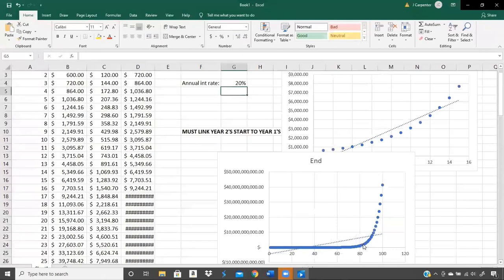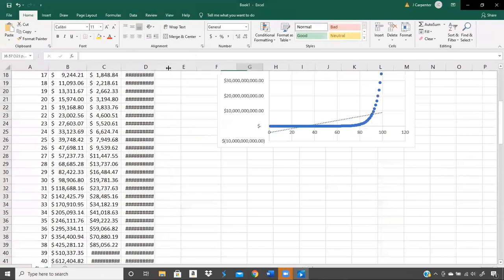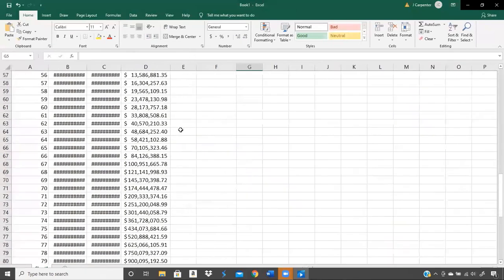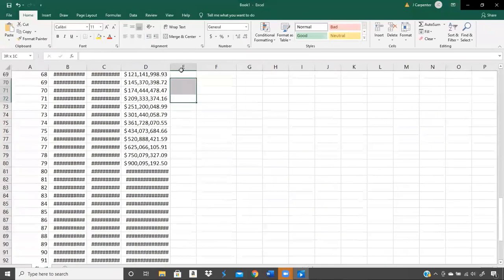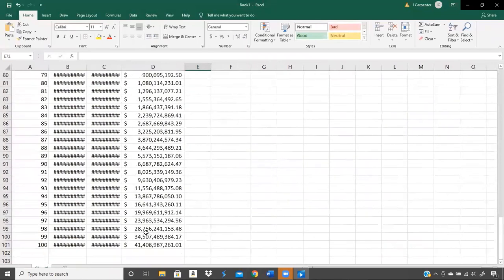Now it still is taking a very long time to explode in this graph, it looks like, but at the same time, that's because now, look at this, that is $10 billion. So after 100 years of a 20% interest rate, I gotta make this thing really wide to see all those numbers. Even wider. That is $41,408,987,261.01. Can't forget that penny.